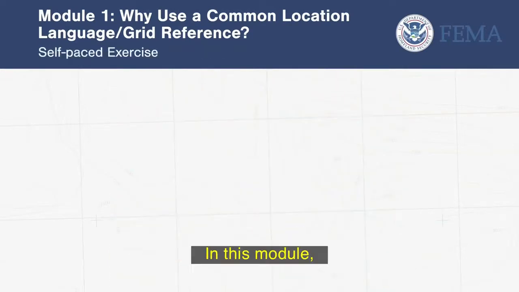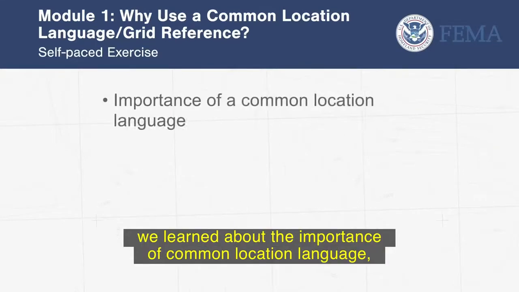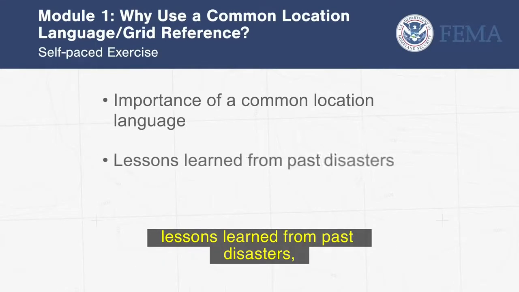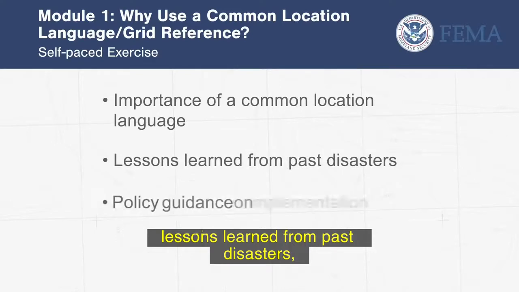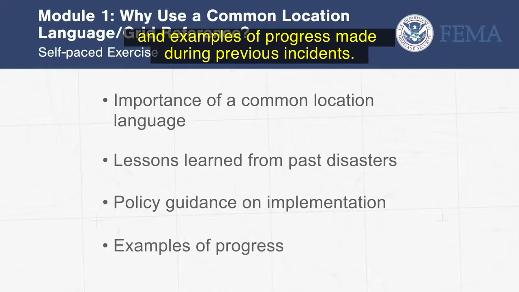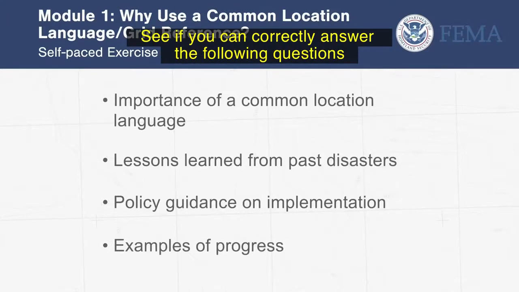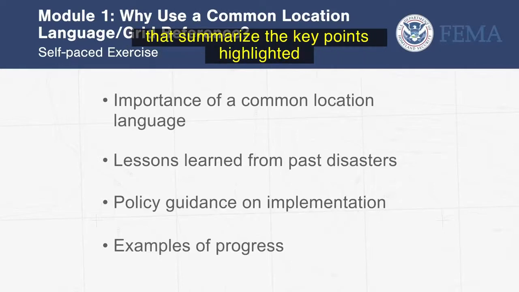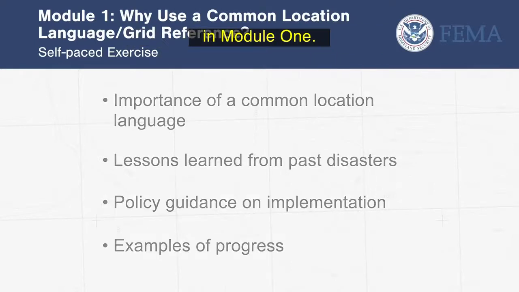In this module, we learned about the importance of common location language, lessons learned from past disasters, policy guidance for implementing the U.S. National Grid, and examples of progress made during previous incidents. See if you could correctly answer the following questions that summarize the key points highlighted in Module 1.